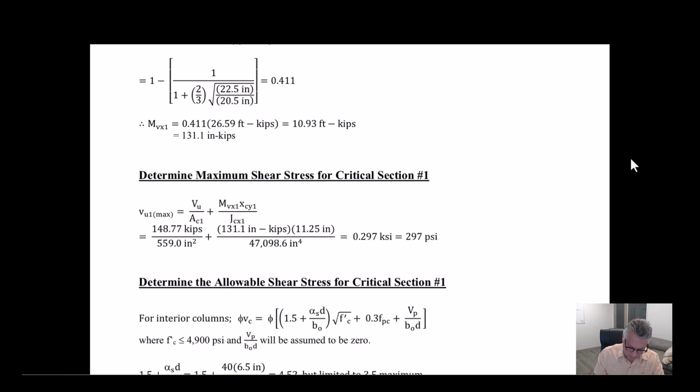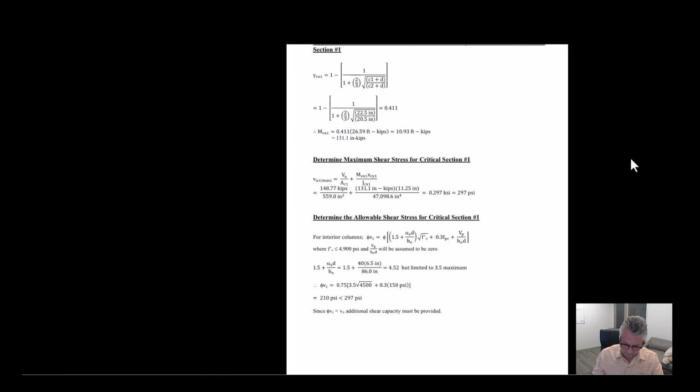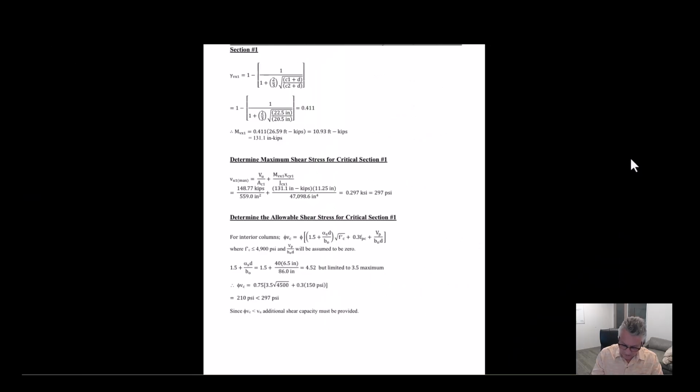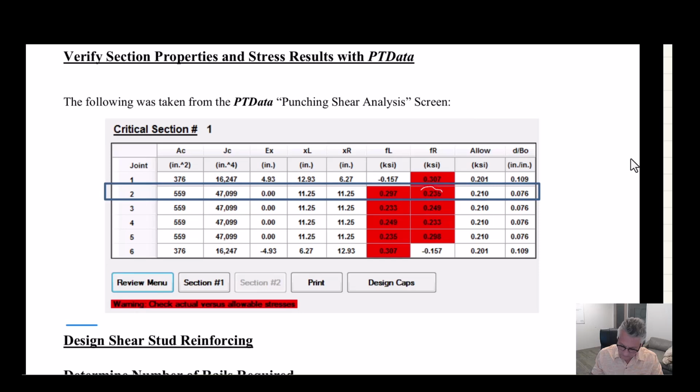By the way, I think I forgot to mention this, but there is a plus and a minus to this. If you go back here, this is the plus side, where both the bending shear and the direct shear are additive. Where you have the direct shear subtractive is when, as the other face of the column. So that's what you're seeing here. That's the subtractive side. So it's not the one that we care about, but ironically, it also doesn't work. But by the way, the red in all this is PT Data telling you have a problem.